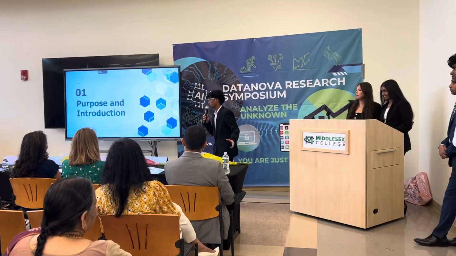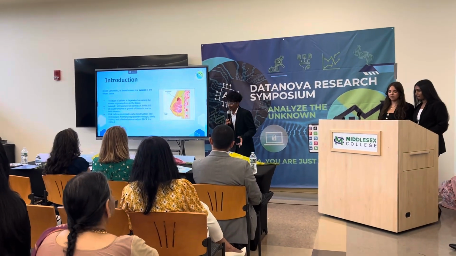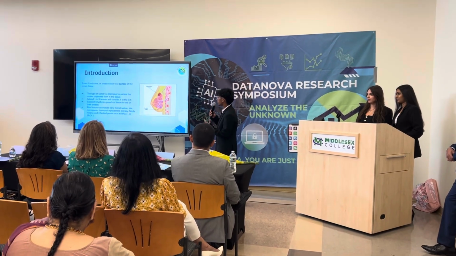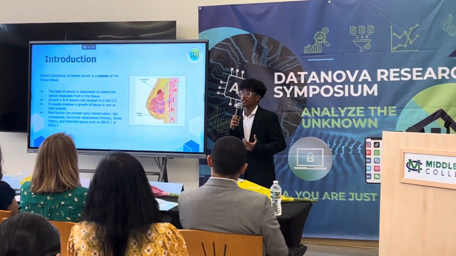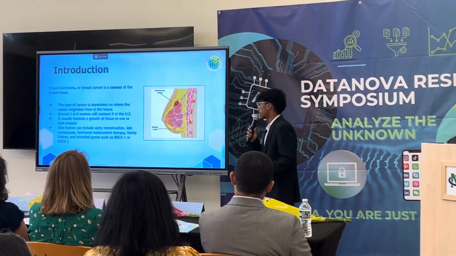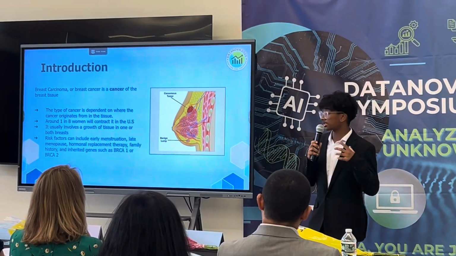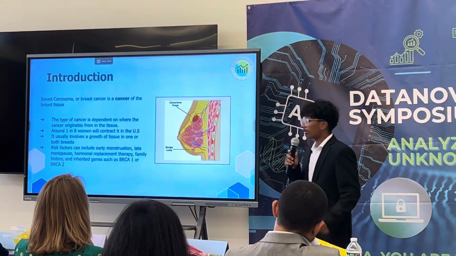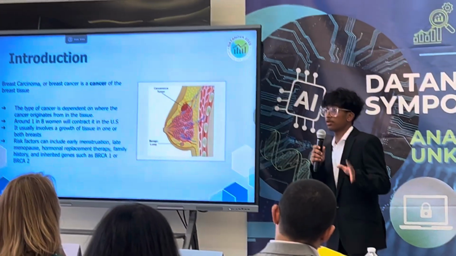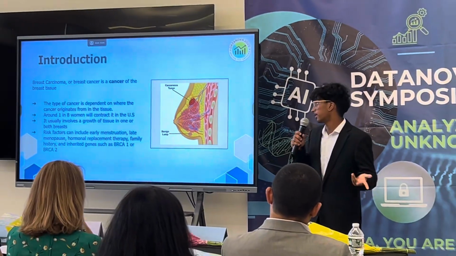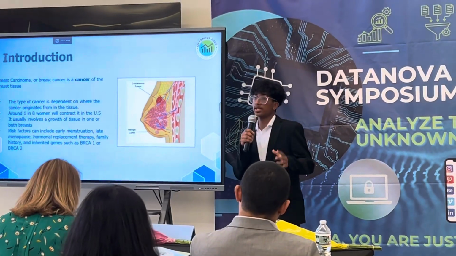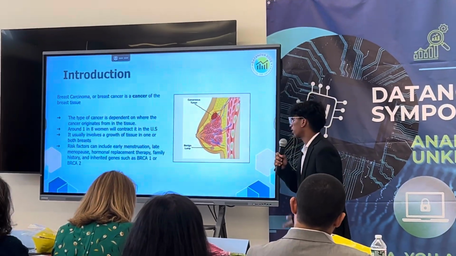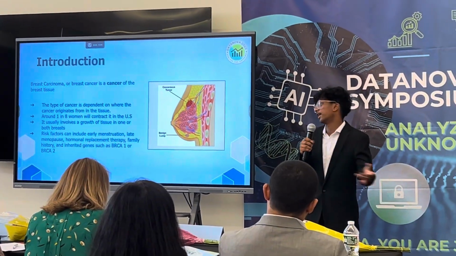Okay, purpose and introduction. I know another group already explained this before, but I just want to give a refresher. What is breast cancer? Breast cancer, or breast carcinoma, is a type of cancer that originates in either one or both of the breasts, and what type of cancer it is depends on where it is in the tissue. Around 1 in 8 women, that's a staggering 13%, can contract this disease in the US at least, and that's why it's a pressing problem that needs to be addressed. Some factors that can accelerate this rate are early menstruation, late menopause, etc.